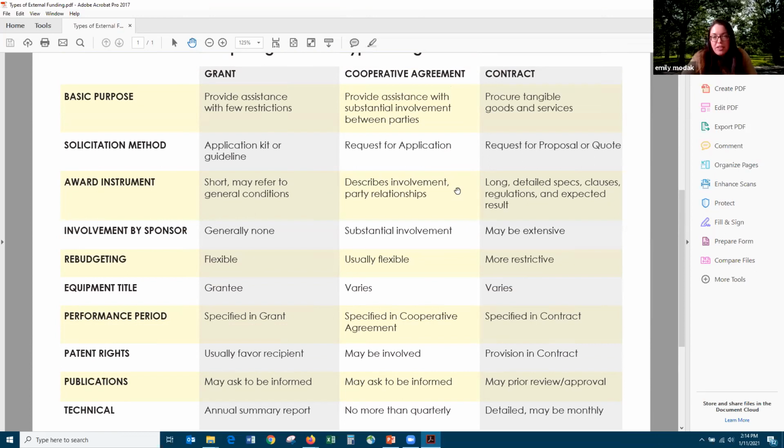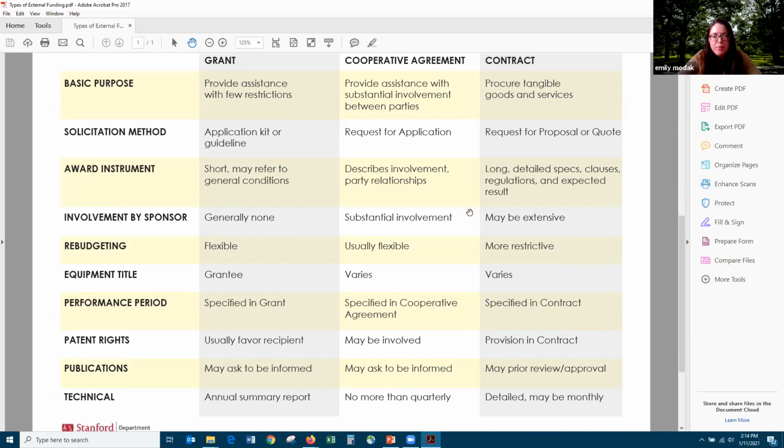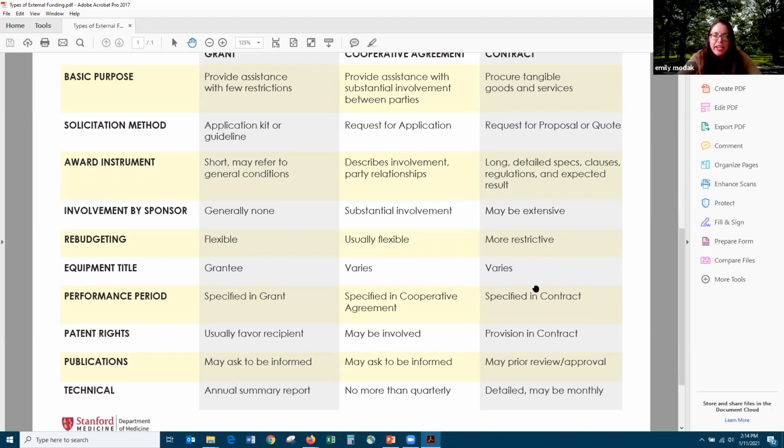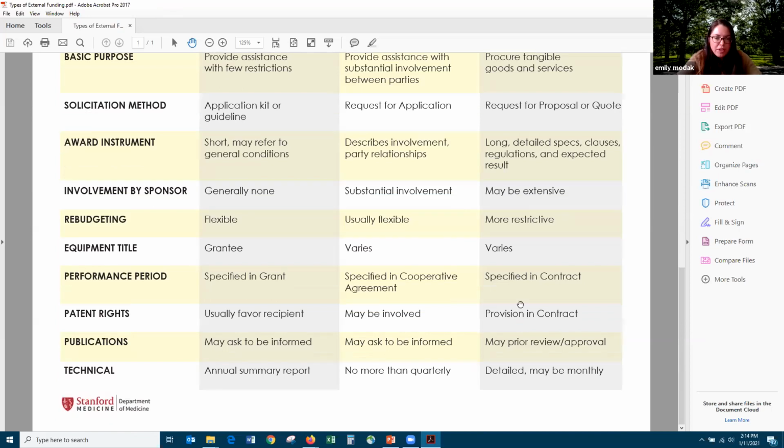The award instrument on a contract is hundreds of pages long, with a lot of details, specs, clauses, regulations, just a ton of red tape attached to these federal contracts. The industry contracts may be shorter. It really all depends on that particular company. But as you can see, everything is more restrictive, including patent rights, a lot more prior approval requirements. And the technical requirements in terms of reporting could be really detailed, even as much as monthly.